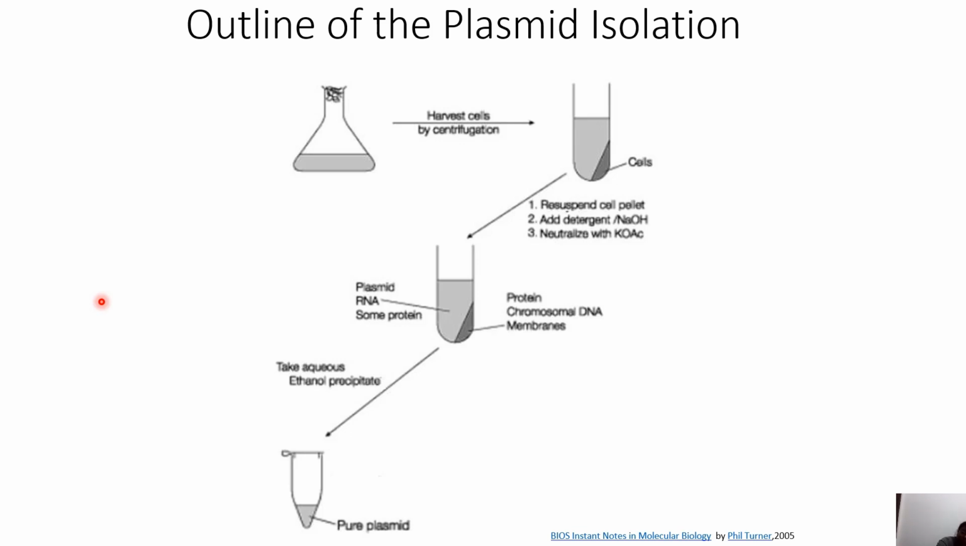This is a schematic outline. You need to harvest cells by centrifugation, basically pellet down the cells and remove the supernatant, which is the media. We suspend the cell pellet in detergent and neutralize with QAC, and then plasmid and protein and RNA, everything will be here. Take aqueous ethanol precipitate and we'll get the pure plasmid.